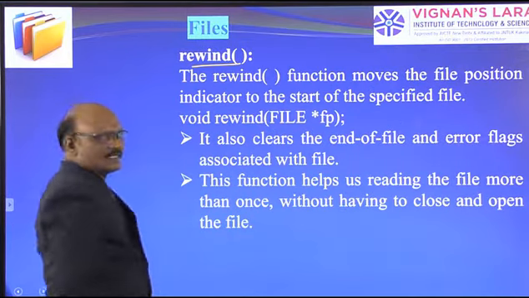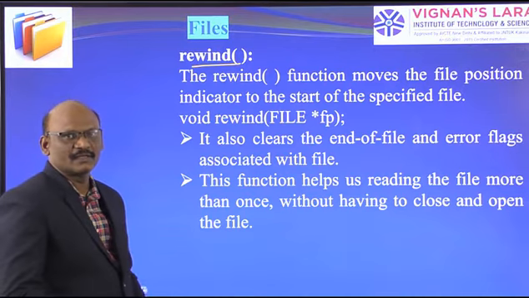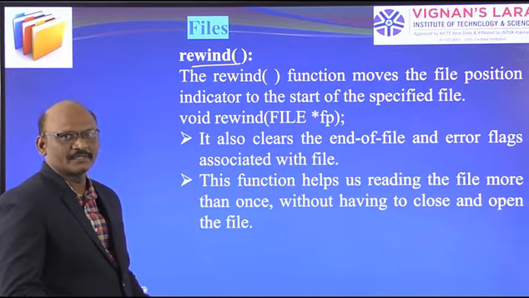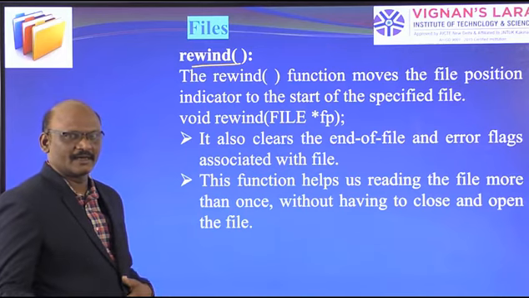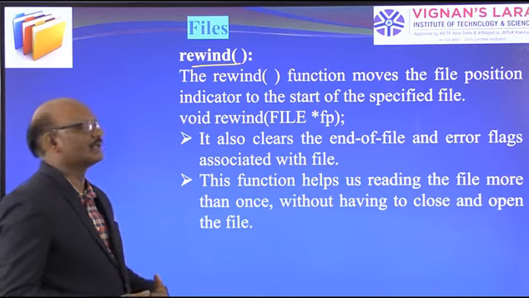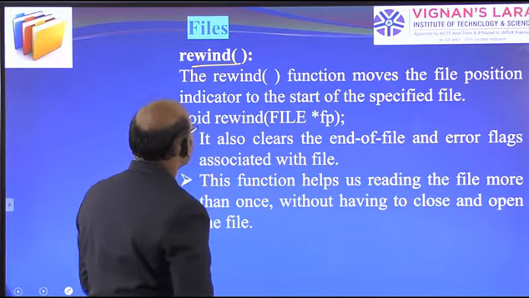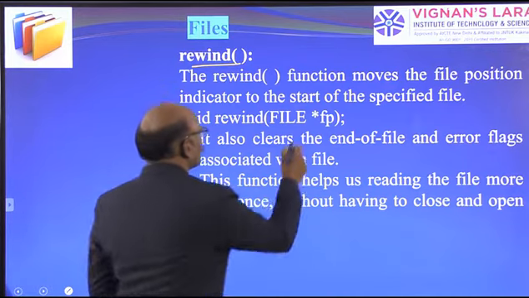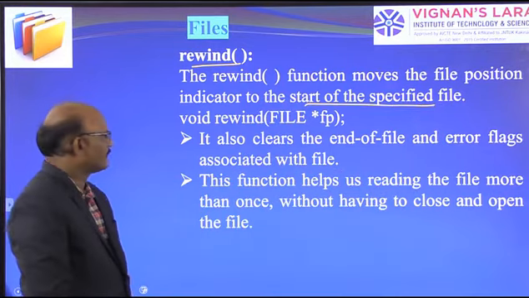So the third function is rewind. Rewind means this function moves the file pointer position to the beginning. Suppose it is at the end or in the middle, from wherever it is, the file pointer can be moved to the beginning. So the rewind function moves the file position indicator to the start of the specified file. Right?